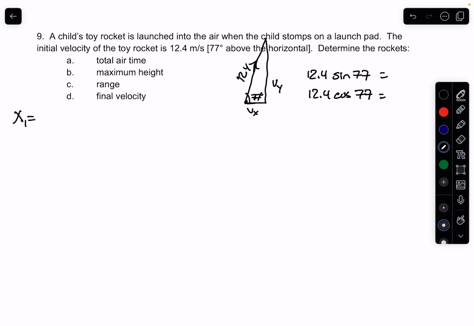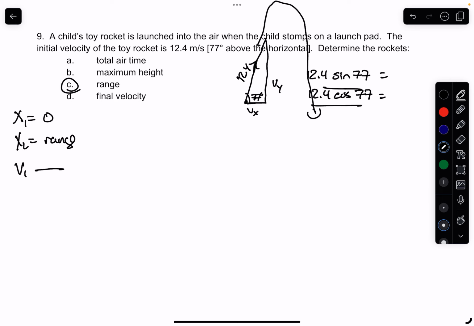So that's x1, because it's then going to go, woo, boom. It's going to be kind of a really big, loopy, arcy thing. x1, of course, is 0. It's starting x1. x2, we don't know that. That's actually question C. That's the range. V1 is going to be one of these two. So you're going to know this number. That number is known. Okay, for known. The acceleration in the x direction is 0. The time, we don't know.